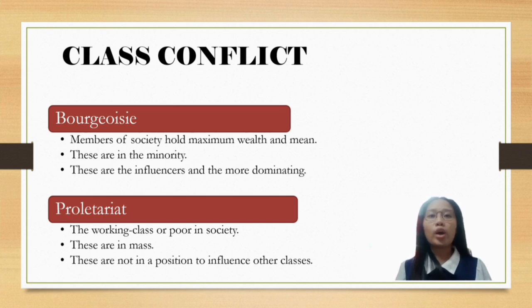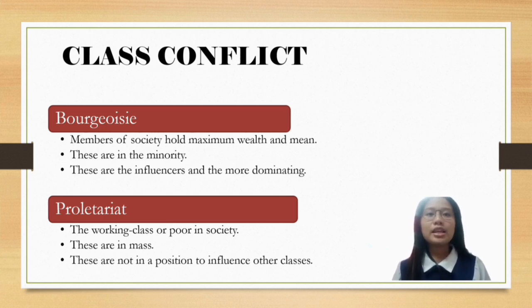Therefore, Marx divided the class into two major groups. Each group consists of people having mutual interests and a similar degree of ownership of resources. This makes classes different from each other and homogeneous within the particular class. The two main classes are the bourgeoisie and the proletariat. The bourgeoisie are members of society holding a maximum of wealth and means. They are a minority and use their power to dominate others.